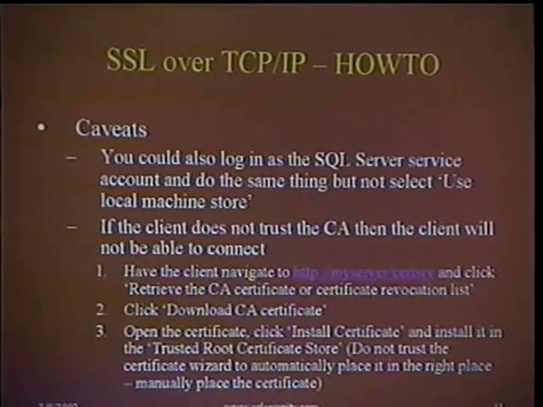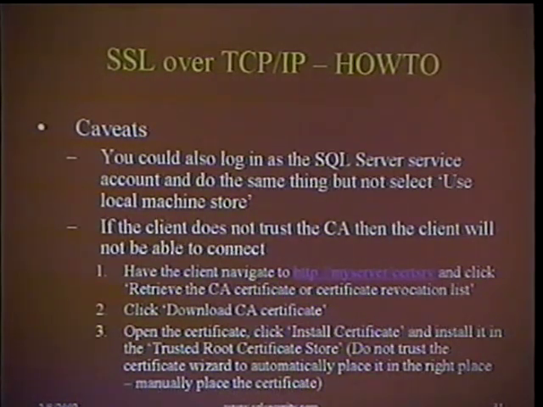The first statement is exactly what I just said. If the client does not trust the CA, then the client will not be able to connect. And this is what comes up all the time, when somebody says, hey, I did all of this and it doesn't work. So I just want to make sure there was a step-by-step process that's repeatable that you can do yourself to get the thing set up so you can start playing with it.